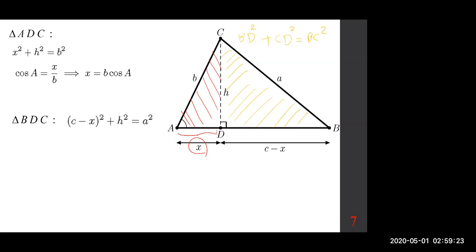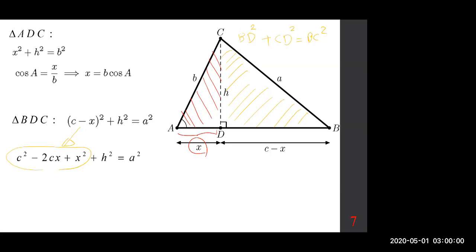We are going to expand that. So the parentheses squared is C squared minus 2CX plus X squared plus H squared equals A squared. I hope everybody can see this, okay? This one is the same as this one, right? All right. Now, what else can we see?